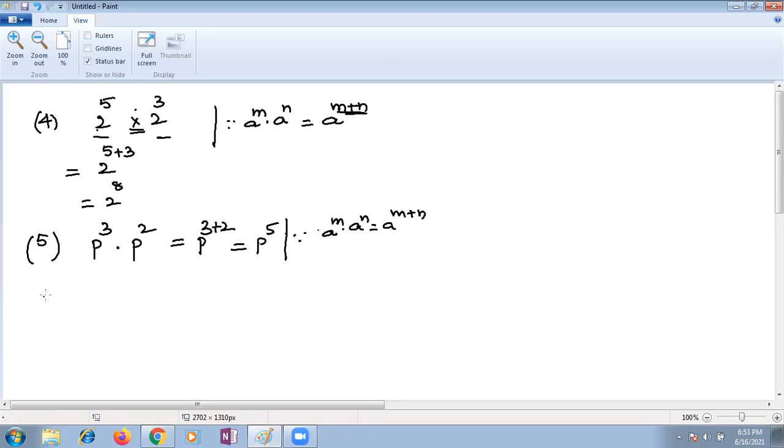Only the variables are different, that's all. It is a formula only. Suppose the same way the question is given like 4 cube into 4 square. Ishan, are you there? Please, can you simplify and give the answer here? Yes, ma'am. We have to put 4 as the base, and the exponent will be 3 plus 2.